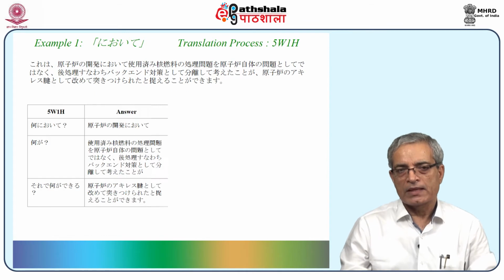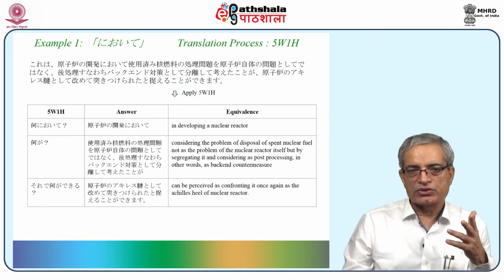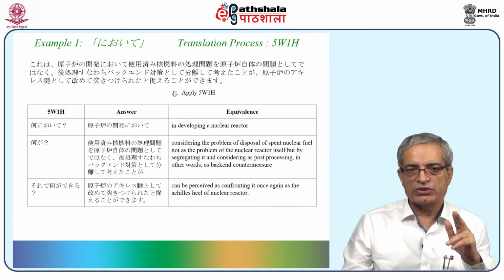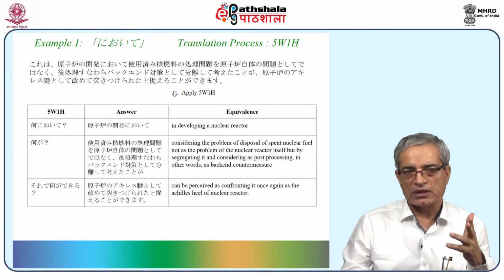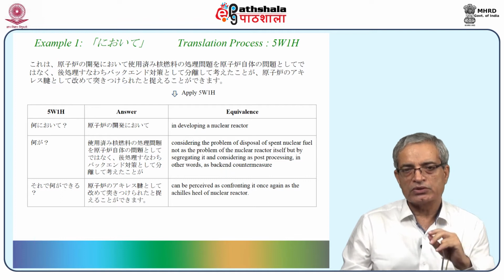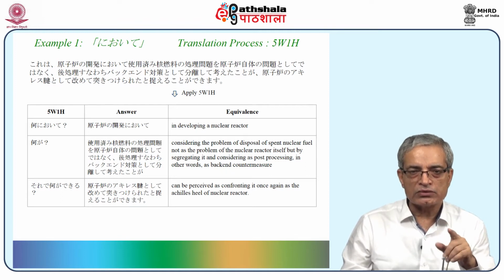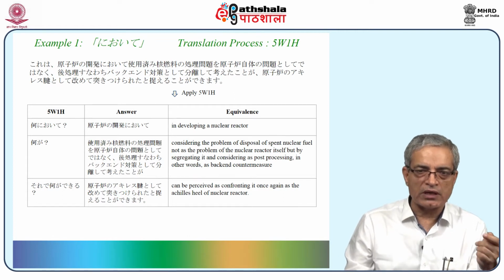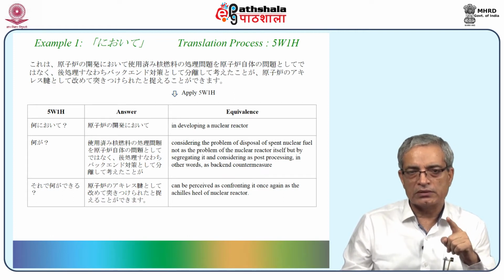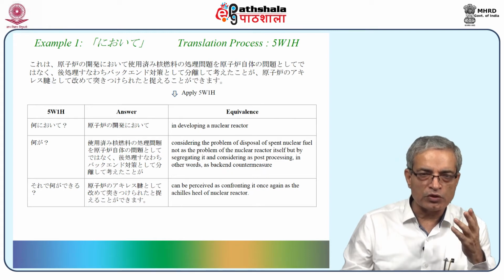Fine. Now let's see the translation. We have gone by 5W1H in this particular case, and the question begins with nanni oite. So this nanni oite is genshiro no kaihatsu ni oite, in developing a nuclear reactor. And then naniga, so you have to explain what was the talk happening here. So it's shiozumi kakugenryo no, can you read out please?